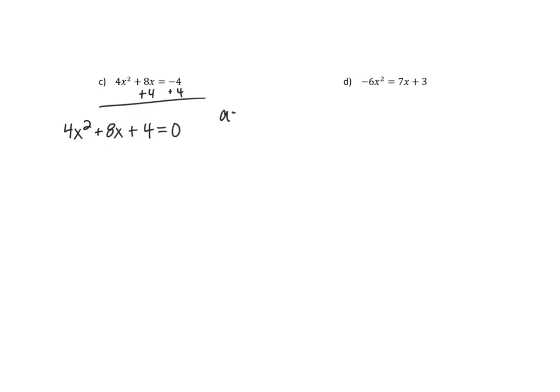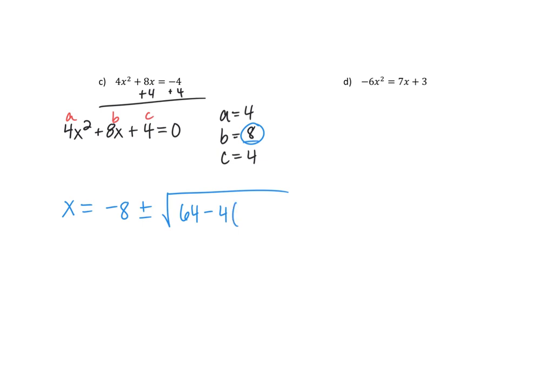So I'm going to say my A value is a 4, my B value is an 8, and my C value is a 4. If I need to write that above them again, here's your A, your B, and your C. All right, so my quadratic formula is x equals negative b. So my b is 8, so I'll put negative 8 plus or minus the square root of b squared. So 8 squared is 64. Minus 4 times a, which is 4, times c, which is 4, and then all over 2a, 2 times 4.